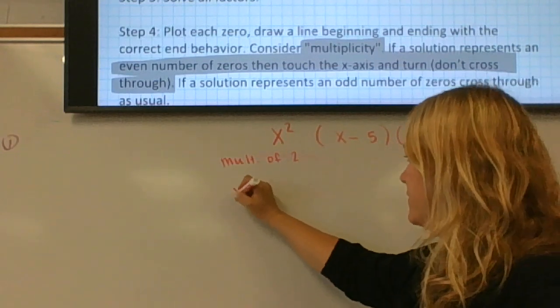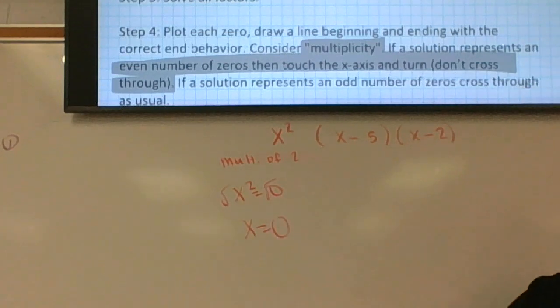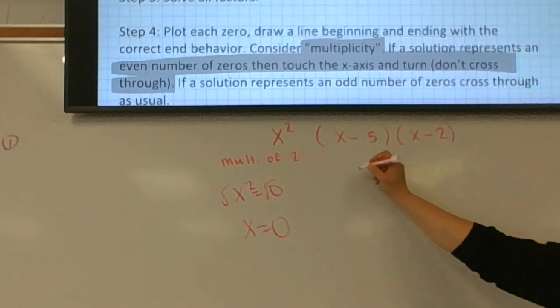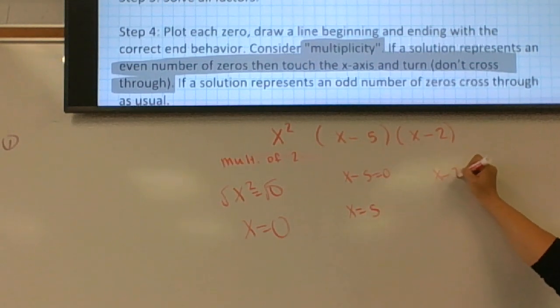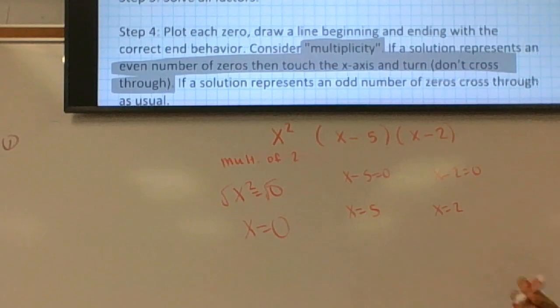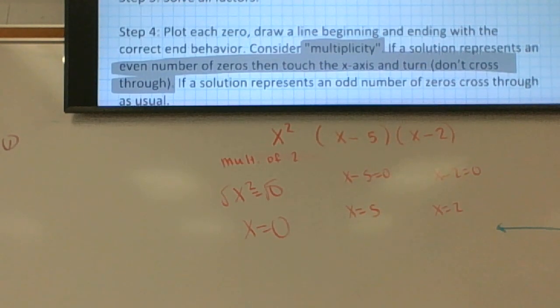So when I solve it, you don't have to write this example. I have other examples for you. I'm just telling you this definition. I solve this one, I get x equals 5. I solve this one, I get x equals 2. When I go to graph them, I have a dot at 0, I have a dot at 5, and I have a dot at 2. Now really this is 1, 2, 3, 4 zeros, but I only have 3 dots.